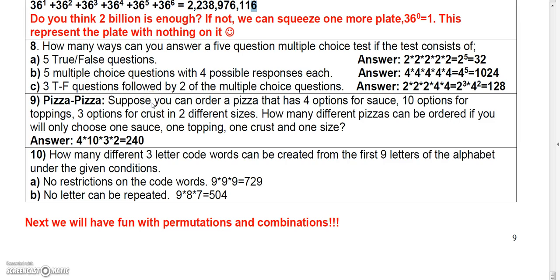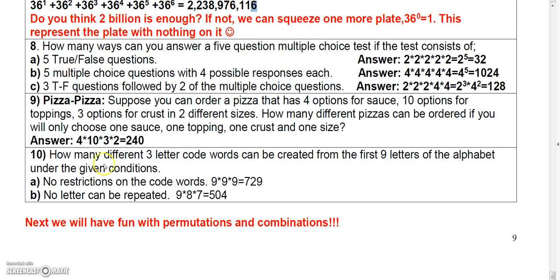The next one says, suppose you can order a pizza that has 4 options for sauce, 10 options for toppings, 3 options for crust in 2 different sizes. How many different pizzas can be ordered if you will only choose 1 sauce, 1 topping, 1 crust, and 1 size? Well, you know you have 4 sauces, 10 toppings to choose from, 3 options for crust to choose from, and 2 different sizes to choose from. So multiply all that together and you get 240 possible choices.